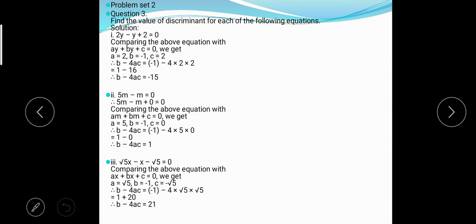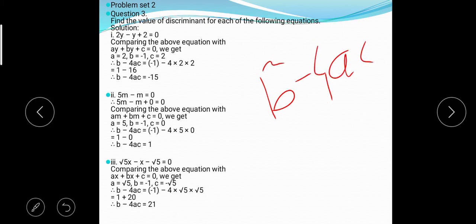Find the value of the discriminant. How to find the value? What is the discriminant? The discriminant is b square minus 4ac. Here it is not printed, but b square minus 4ac is your discriminant. For each of the following equations, compare the equation, find the values of a, b, c, substitute the values in b square minus 4ac, and this value is the discriminant.